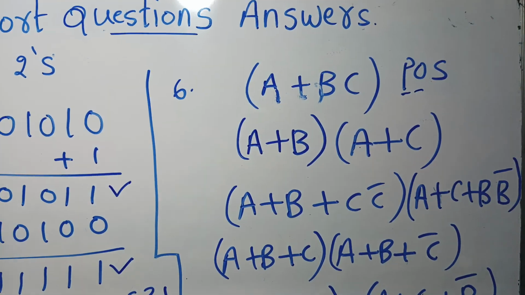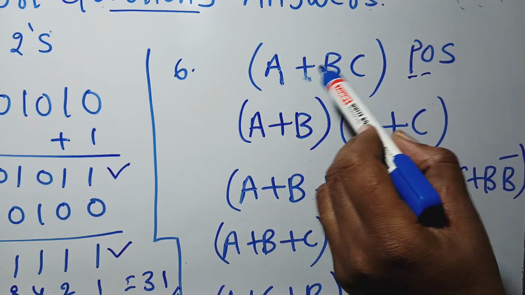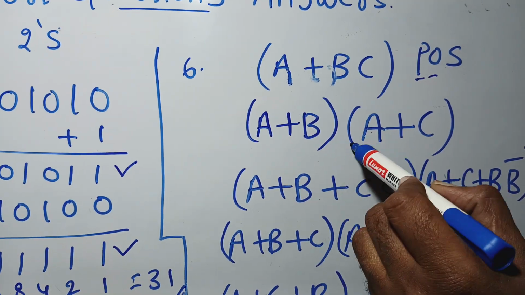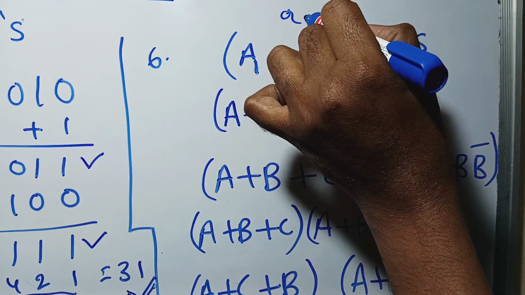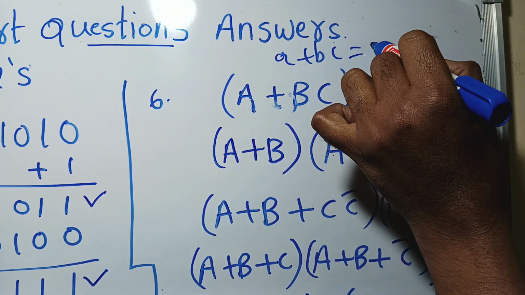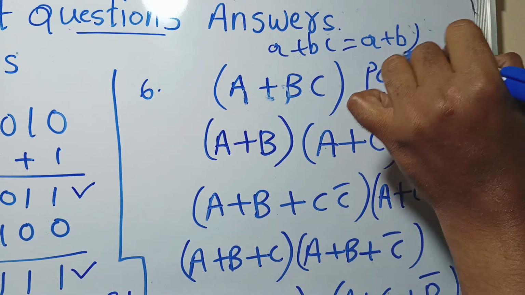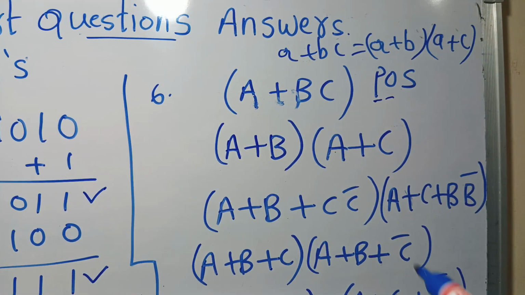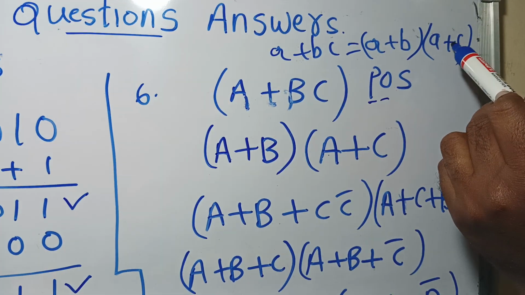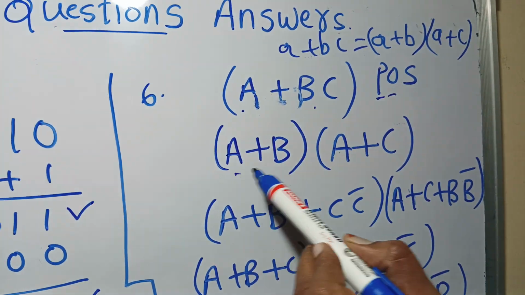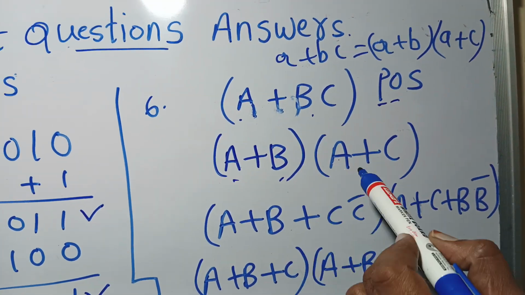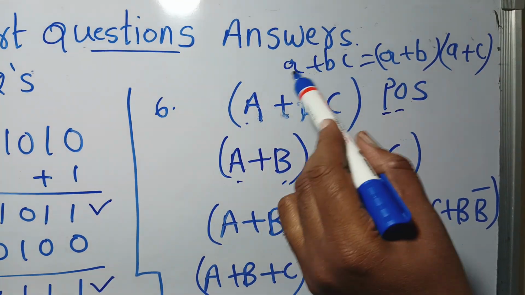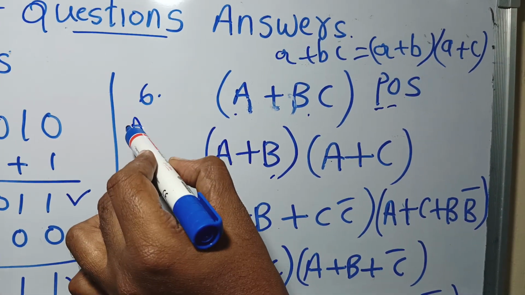So I am going to write this as (A plus B) into (A plus C). This is one formula: A plus BC equals (A plus B) into (A plus C). Most important formula in Boolean algebra. A plus BC is equal to (A plus B) into (A plus C). That I applied here. By seeing this we can say that this is a three variable function.